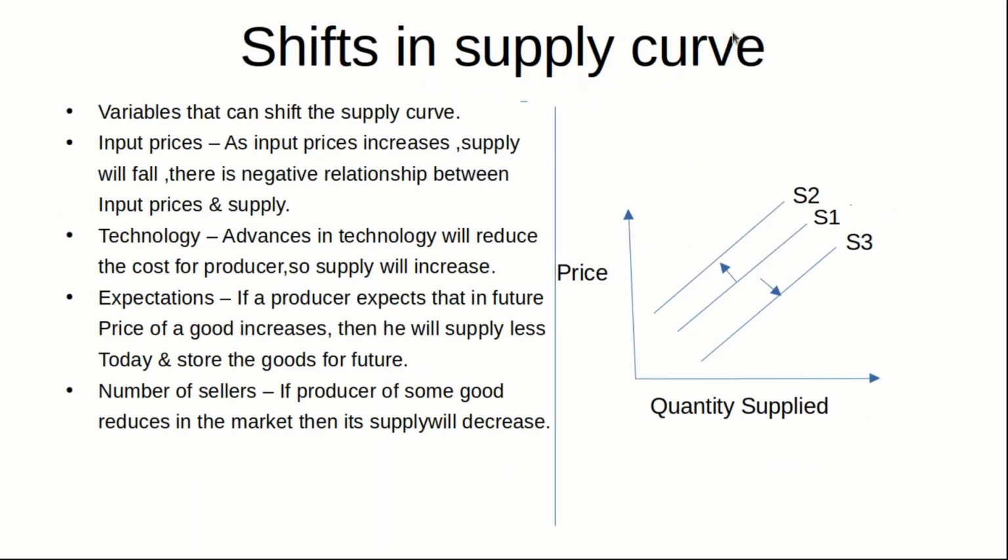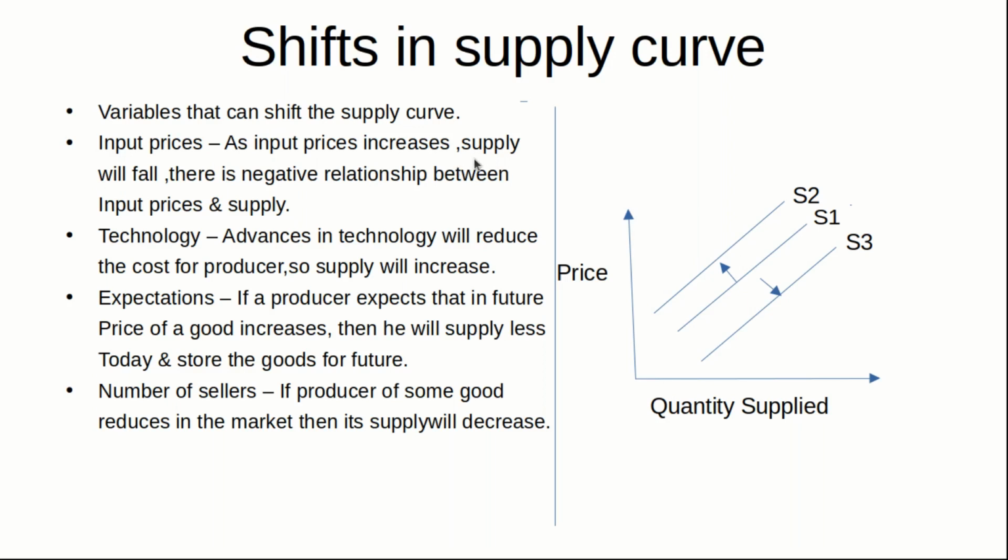Shift in supply curve. There are variables that can shift the supply curve: input prices, technology, expectations, number of sellers. S1 is your initial supply curve. Okay, input prices: basically, inputs are factors which help in the production of a commodity. So as input prices increase, supply will fall.